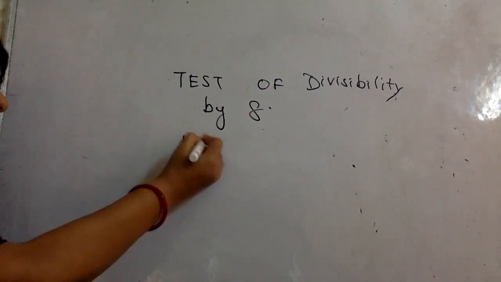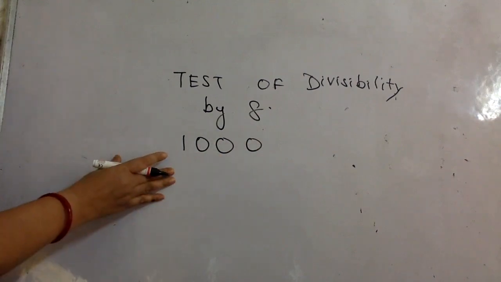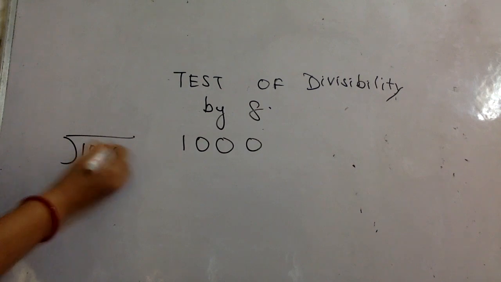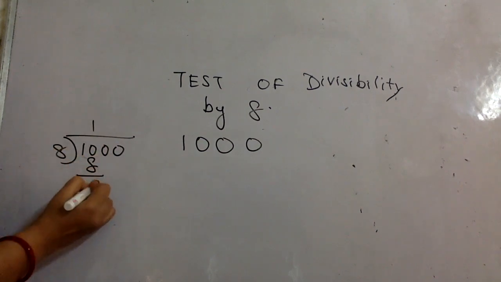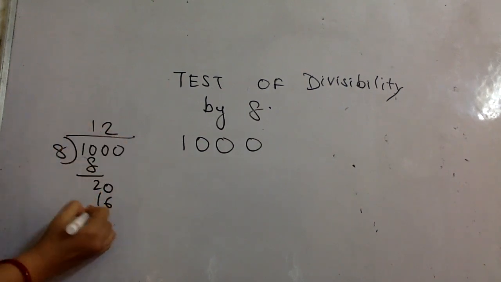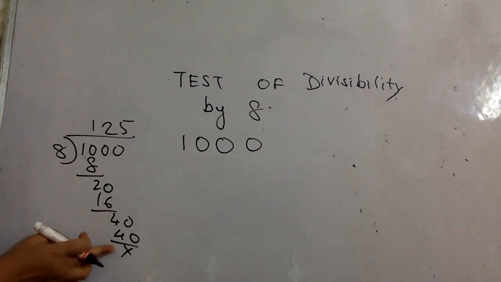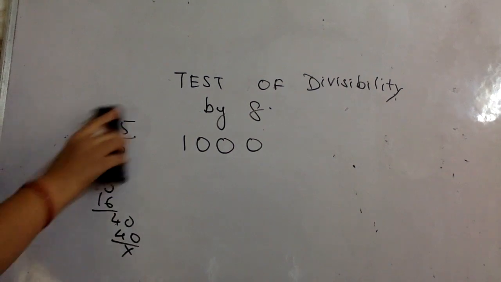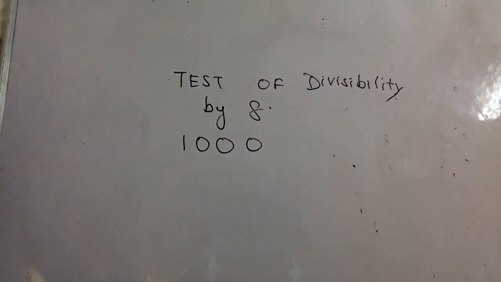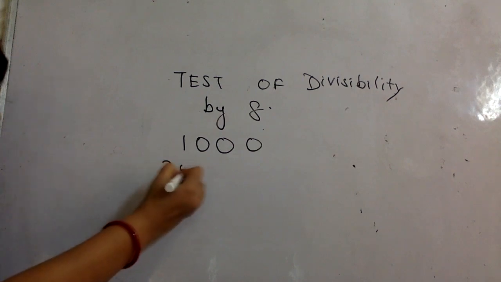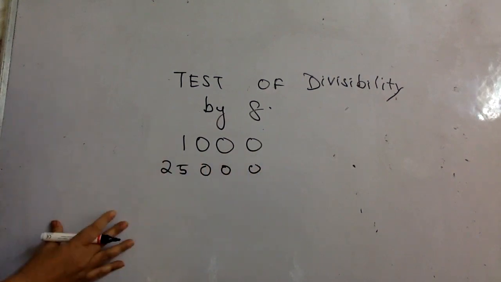Let's take for example this. Now we'll try it out also. Okay, so this number is divisible by 8 because we got a remainder 0. So it had 3 zeros at the end. Any number which has 3 zeros at the end will be divisible by 8. So if I take even this, it is divisible by 8.